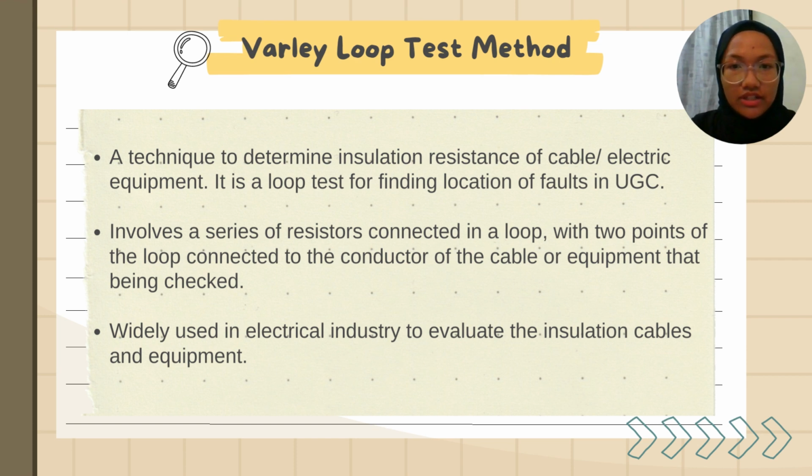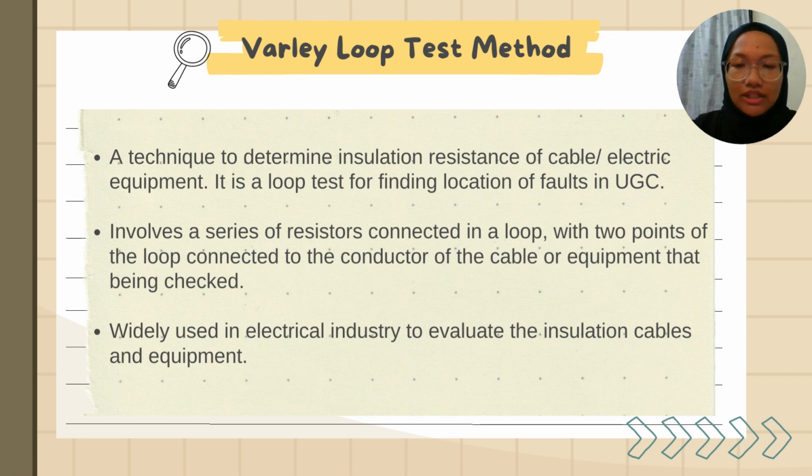It involves a series of resistors connected in a loop, with two points of the loop connected to the conductor of the cable or equipment that is being checked. Using Ohm's law, the insulation resistance may be estimated by measuring the voltage drop across each resistor in the loop.